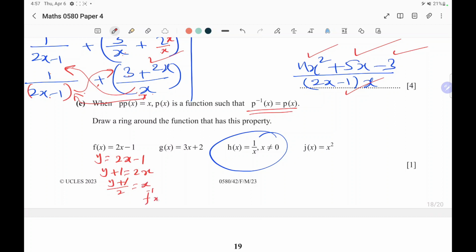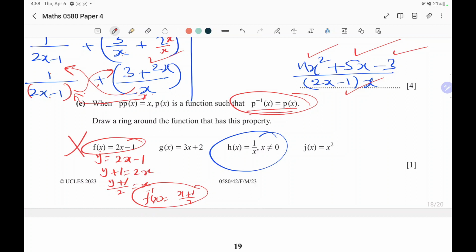So you will say f inverse x is (x plus 1) over 2. So this is f inverse x, (x plus 1) over 2, and f x is 2x minus 1. So f inverse x and f x, these two are not the same, right? But here we have to find that function. We have to select the function where the function and its inverse are both the same. So it means this is not my answer.